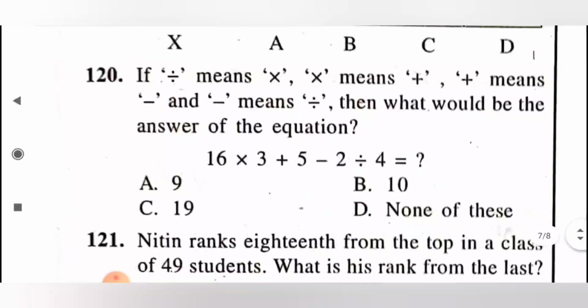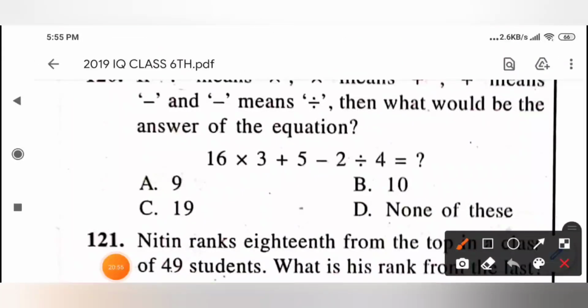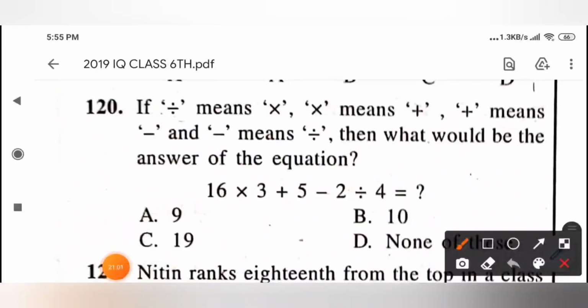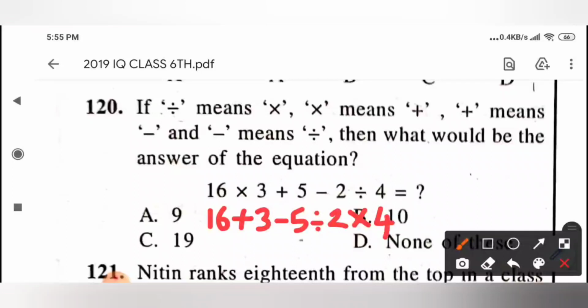120. If divide means into, into means plus, plus means minus and minus means divide, then what would be the answer of the equation? Well, 16. Rewrite the equation. 16. Into means plus, plus 3. Plus means minus, minus 5. Minus means divide, divide by 2. Divide means into 4. Yes, we have rewritten the equation.